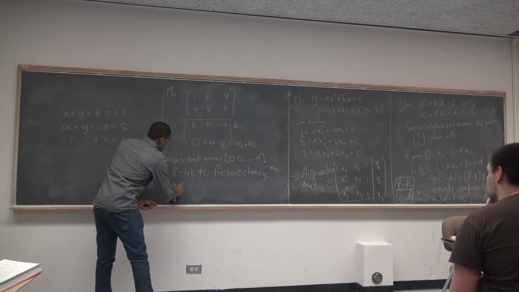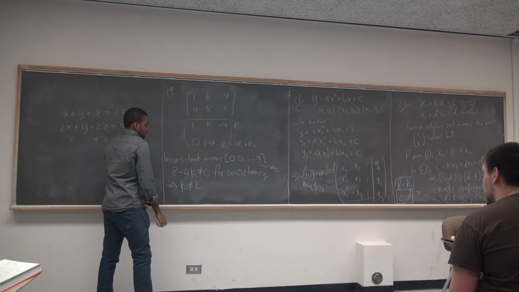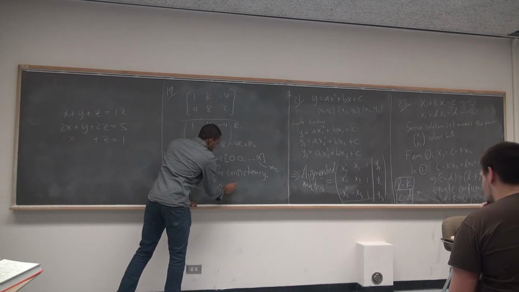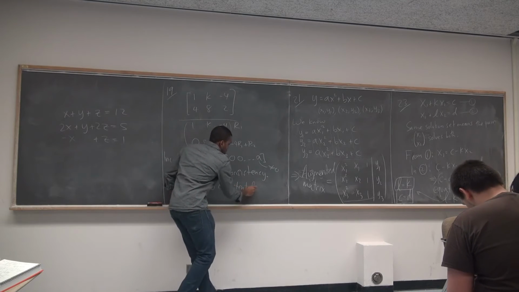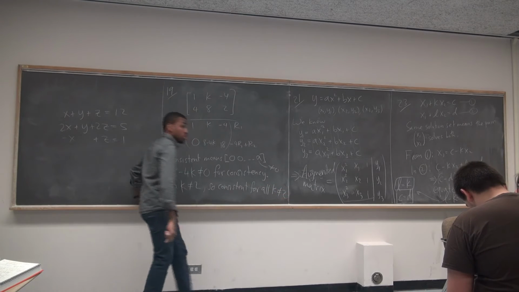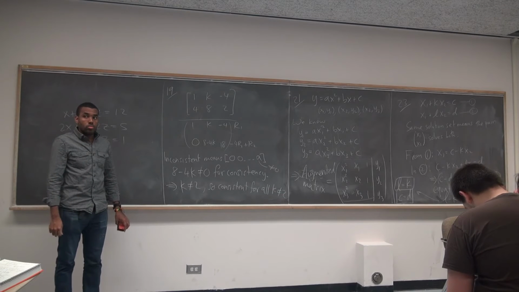This means k not equal to 2, right? So consistent for all k not equal to 2. Yes? Can you solve this question in terms of an intersection point value?